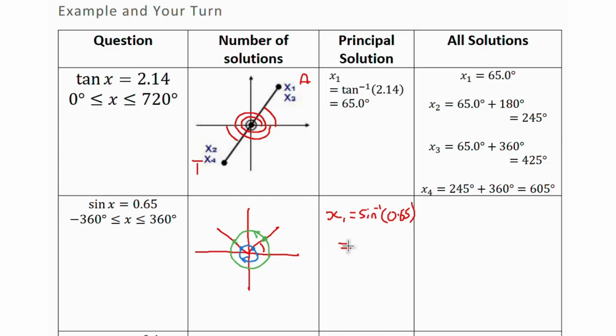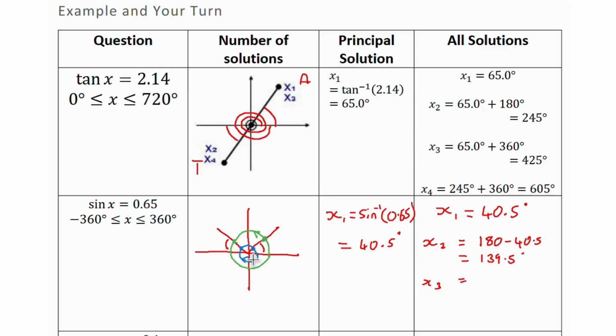When we put that into our calculator, we get 40.5 degrees. Now we're going to find all our solutions. So the first solution is that 40.5 degrees. Our second solution, I'm going to go for the second green solution, is going to be 180 minus that 40.5. Let's write it down. 180 minus 40.5 is equal to 139.5 degrees.